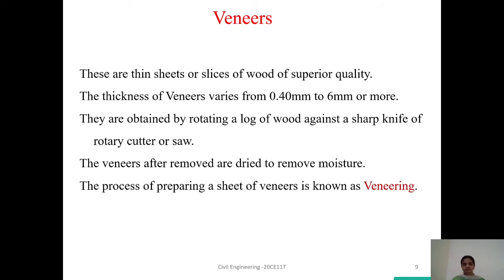Then coming to veneers. Veneers are thin sheets or slices of wood of superior quality. The thickness of veneers varies from 0.4 mm to 6 mm. They are obtained by rotating a log of wood against a sharp knife of a rotary cutter or saw. So a log of wood is rotated against a sharp knife and the layer that is obtained is a veneer. And this process of preparing sheets of veneer is known as veneering.